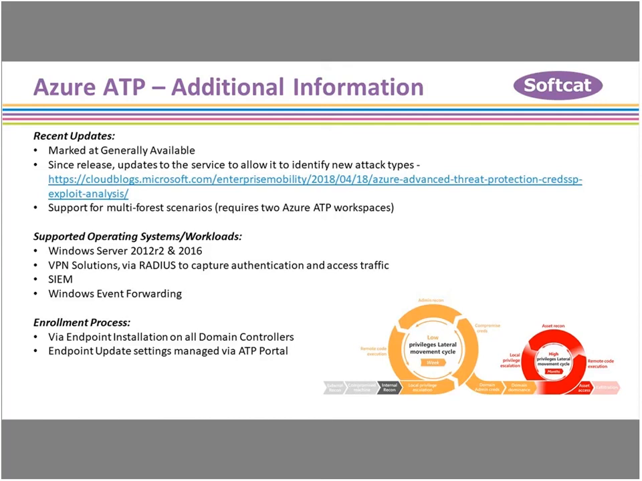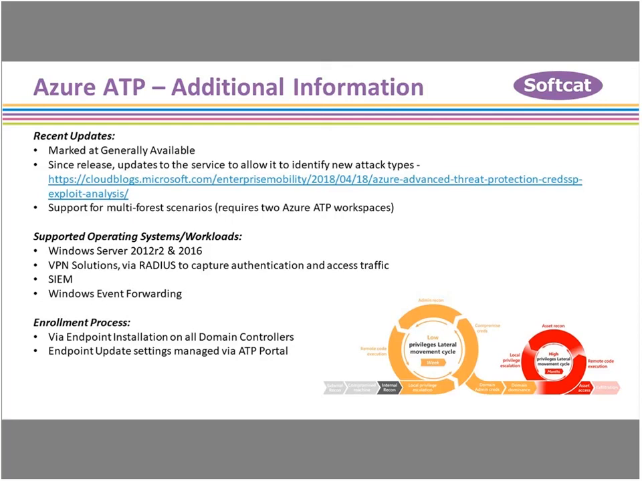And if we look at the supported operating systems and workloads, you're looking at Windows Server because it's domain controllers. If your VPN supports RADIUS, it's able to capture that traffic as well, which makes the protection capabilities more fully featured. You can feed in logs from your SIEM solution, and you can also feed information into the SIEM solution, so it's bi-directional. You can also configure Windows event forwarding, although that's probably going to be the least popular of the onboarding capabilities here. Typically the enrollment process is to install that endpoint on your domain controllers and then configure the update settings, because that endpoint will need updating from time to time.